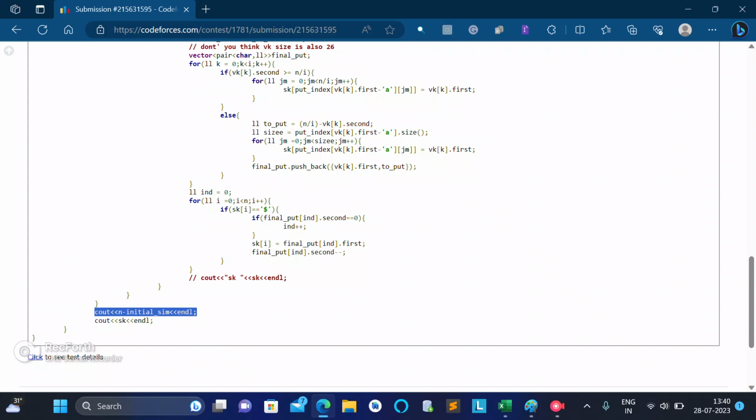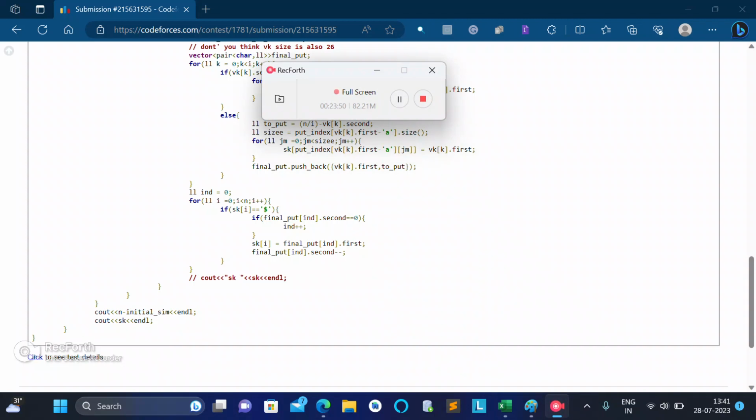And at the end, I know that n is the length of the array and initial sim is the number of similarities, which is our answer, the minimum number of operations. And cout sk is actually the new string.